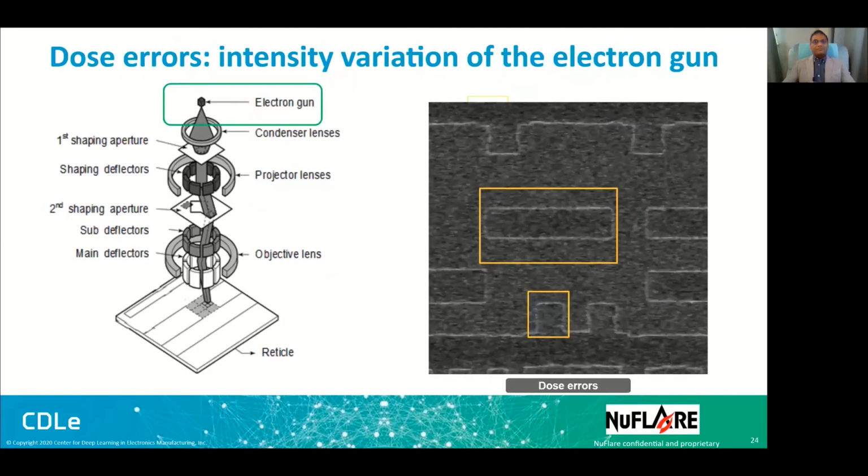If there is some problem with the electron gun, it can lead to a dose error. A problem with the electron gun can cause intensity variation of the dose. In this case, on the right-hand side, as you can see, because of the decreased dose intensity, the geometries are shrinking.